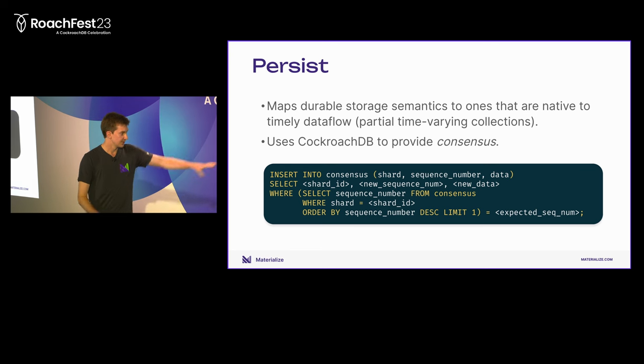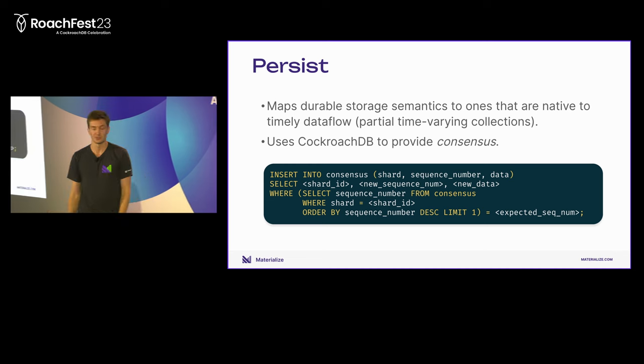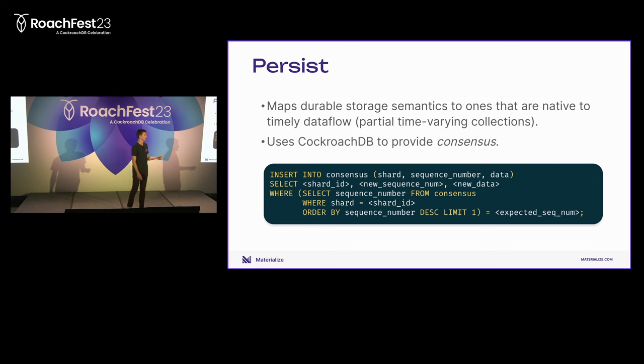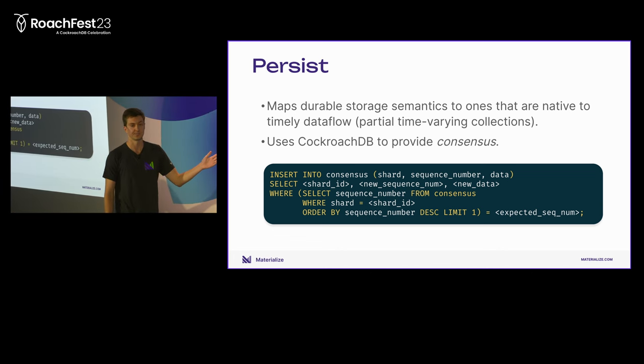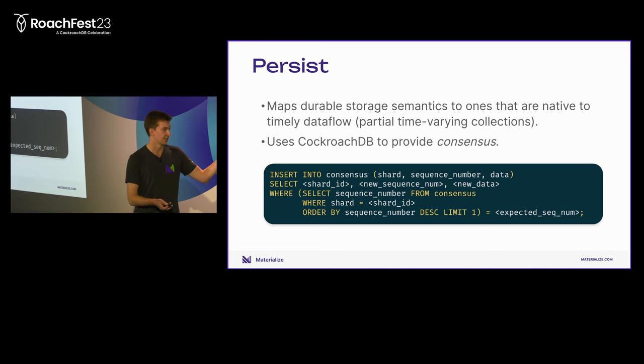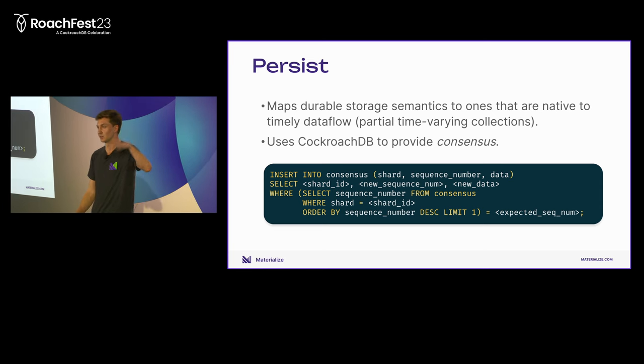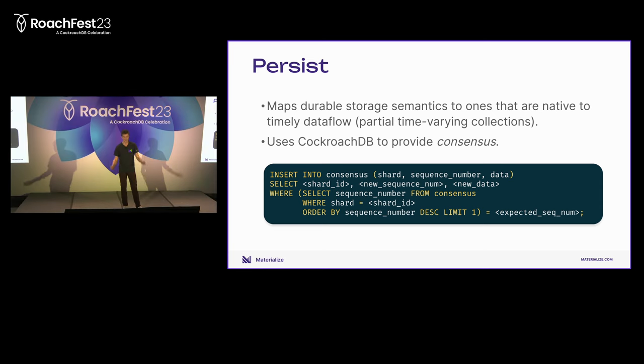And then this query has been crafted very carefully, and I'll get into that a little bit in the performance optimizations. This query will only succeed if the most recent sequence number is our expected sequence number. Right, does this current writer have the most up-to-date view of a given shard? And if it doesn't have the expected sequence number, then this query will fail. So we're essentially using some transaction semantics here, and why don't we just do, you know, begin, commit? Well, we'll get to that in a little bit.